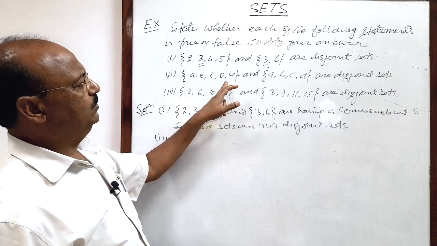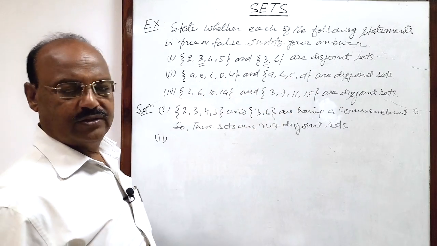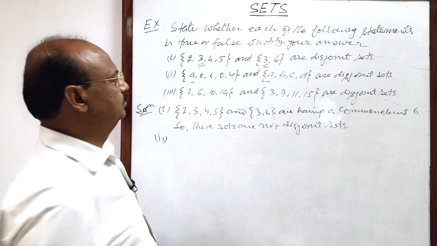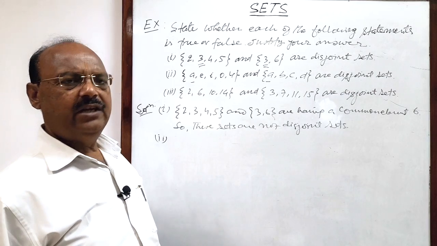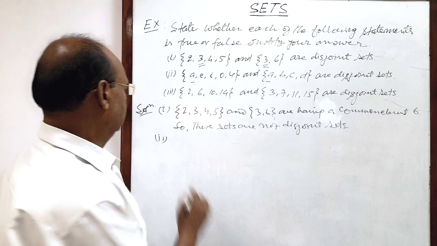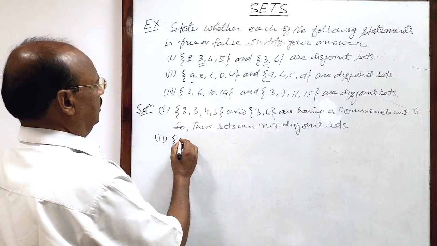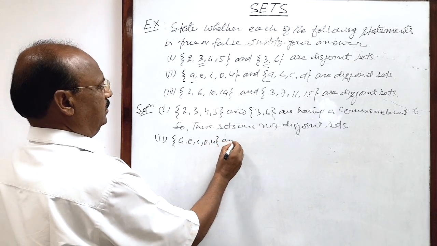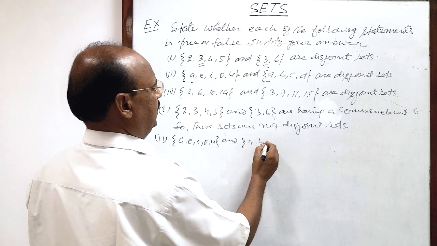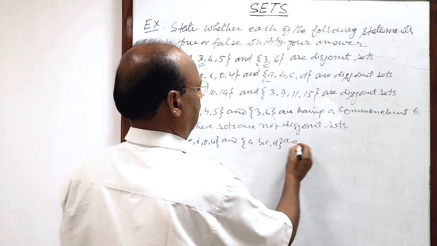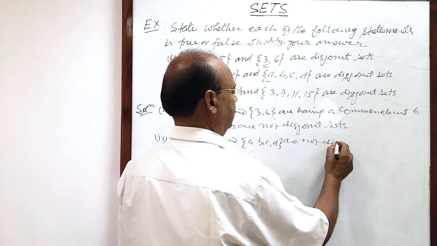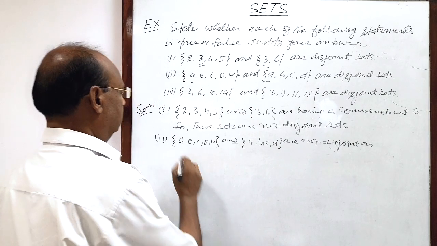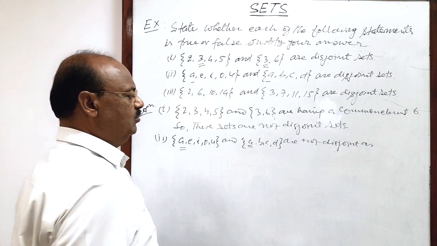Clear? Now we can attempt the second question also. A, E, I, O, U and A, B, C, D are disjoint sets. No, these two sets are not disjoint because A is common. So if at least one element is common, the sets are not disjoint. So our answer here is that A, E, I, O, U and A, B, C, D are not disjoint. What is the reason? As element A is common in both the sets.